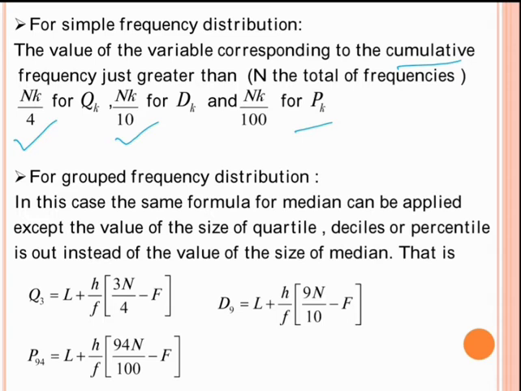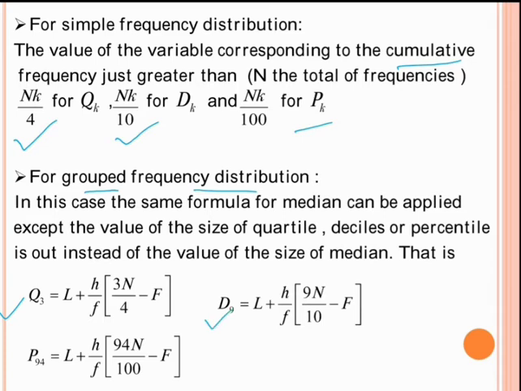Now for a grouped frequency distribution, the same formula for median can be applied, except that the size of the quartile, decile or percentile is used instead of the size of the median. It is just like the formula of median. Q3 equals L plus h by f into (3n by 4 minus F). If you know the formula of median, we were writing L plus h into (n by 2 minus capital F) divided by small f. This is similar to that.